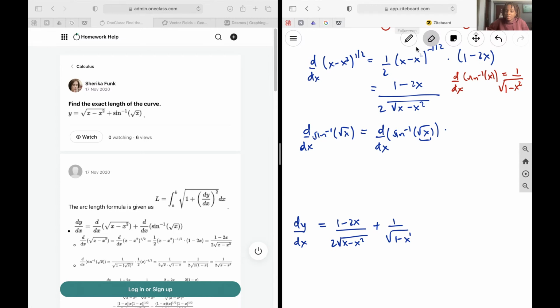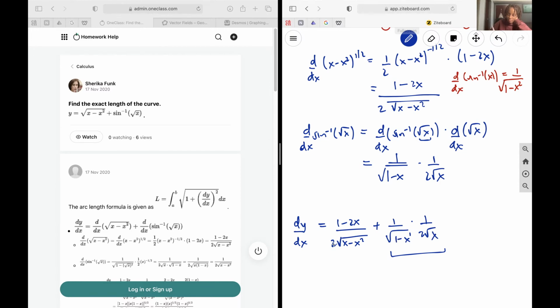Sorry, just the last clarification on this, my initial formula was correct. This will give me 1 over root 1 minus x, as we said, multiplied by 1 over 2 root x. And so here I will write that. Okay, and then I'm going to first expand this out. So I can just multiply the root x by everything here.